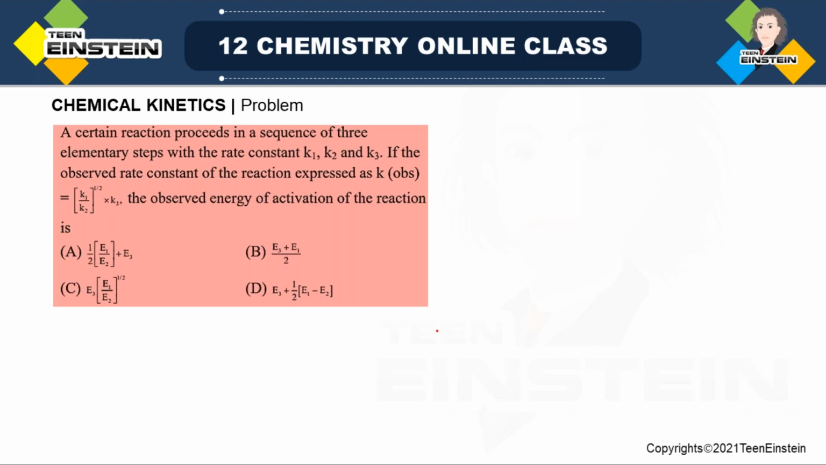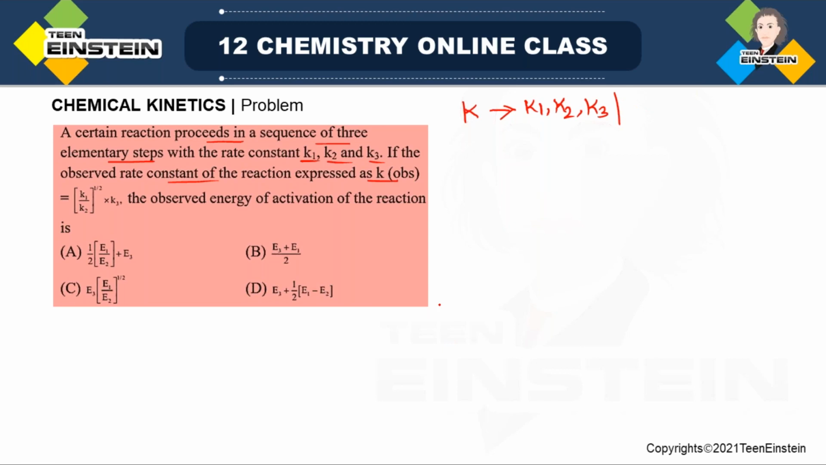So this problem is basically based on the Arrhenius equation. A certain reaction proceeds in a sequence of 3 elementary steps. So when there are 3 elementary steps in the mechanism, the corresponding rate constants are K1, K2, K3 respectively. And the observed rate constant for the reaction is expressed as K observed. That means this is the overall rate constant. So K will be related to K1, K2, K3.